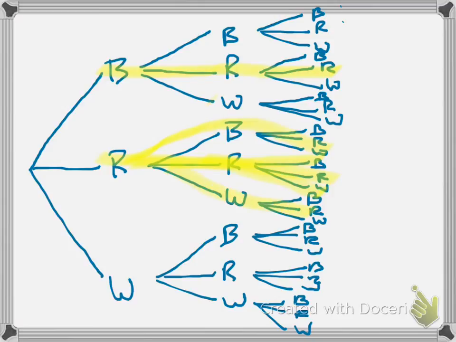On the white branch, the only way for this to happen is to have white, red, red. So then we can count up what we've got. We've got 1, 2, 3, 4, 5, 6, 7 different ones. So your probability in this case is 7 out of 27 different options. So go ahead and do a little division. 7 divided by 27. That looks like you're going to end up with 0.259 or 25.9%.